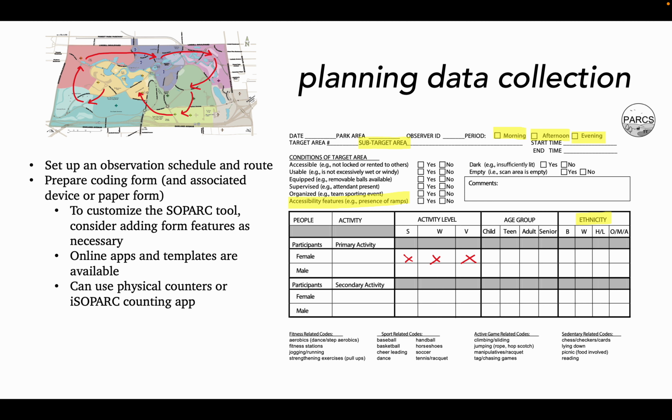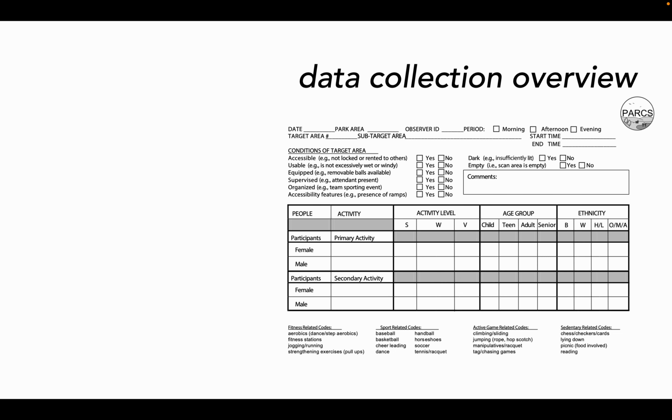As with all environment-based assessments, make sure data collectors are prepared for time outside with water, sunblock, raincoats or umbrellas, pens and pencils, their counter if needed, and any other necessary gear. During an observation, data collectors are asked to note 3 categories of information. First is administrative, like the area they're observing, the time, and the date.